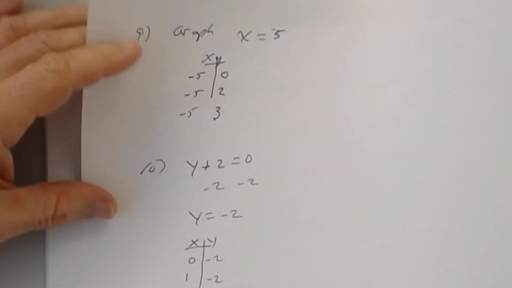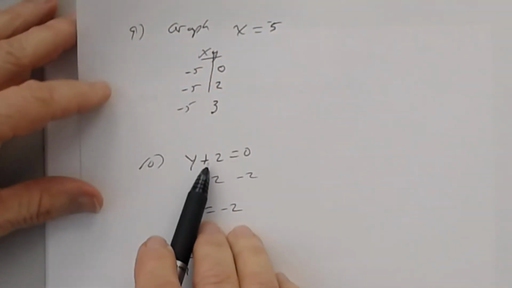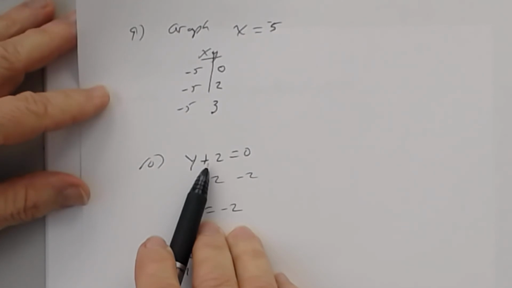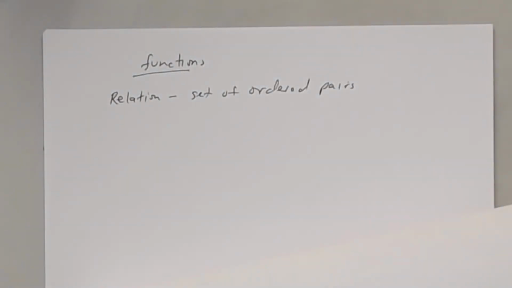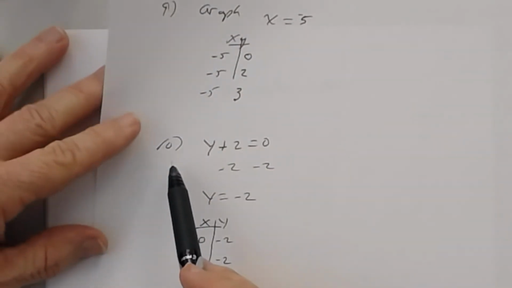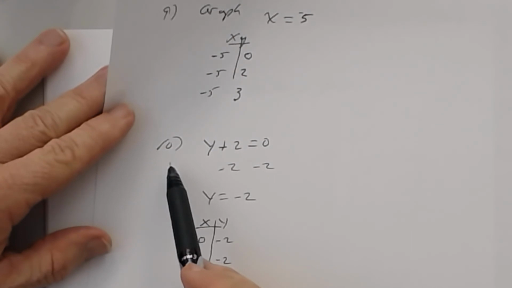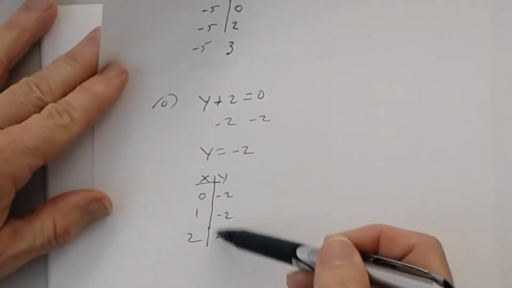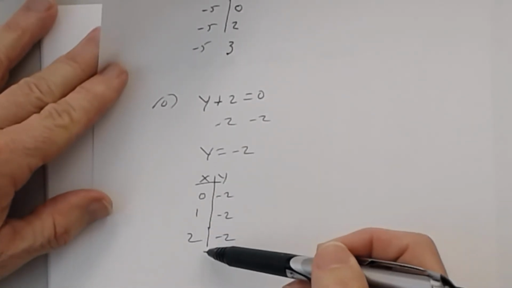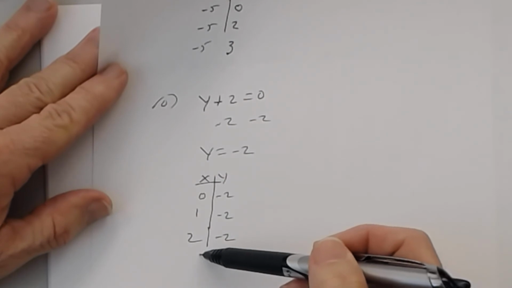So I'm going to ask you this. Is number 10 a relation? A relation is a set of ordered pairs. Is number 10 a relation? What are these? Ordered pairs. Right? So these are ordered pairs.